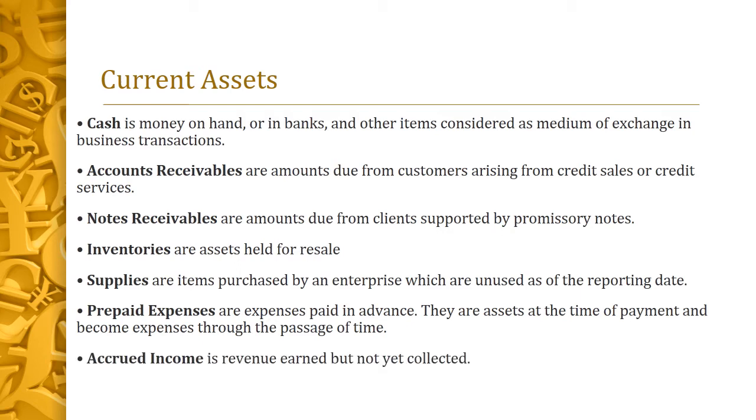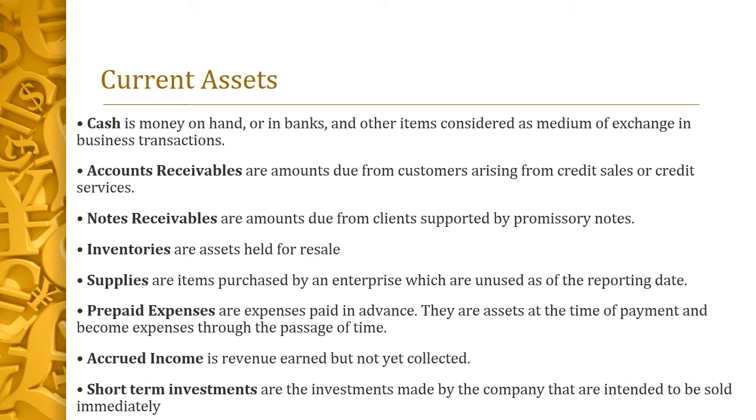Next is accrued income. Accrued income is revenue earned but not yet collected. It could be in the form of interest income that comes from notes receivable, from the promissory notes that the customers issue. And then you have short-term investments, which are investments made by the company that are intended to be sold immediately.